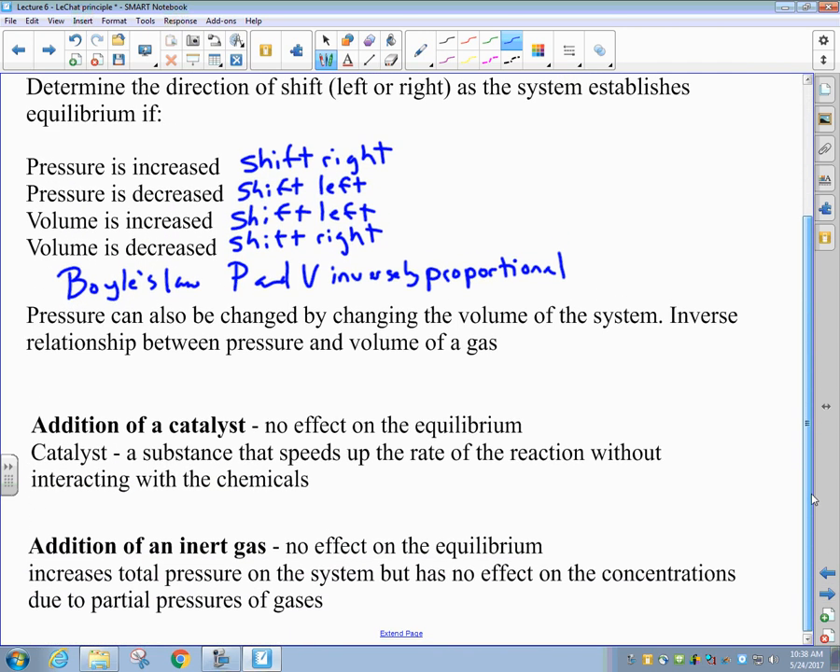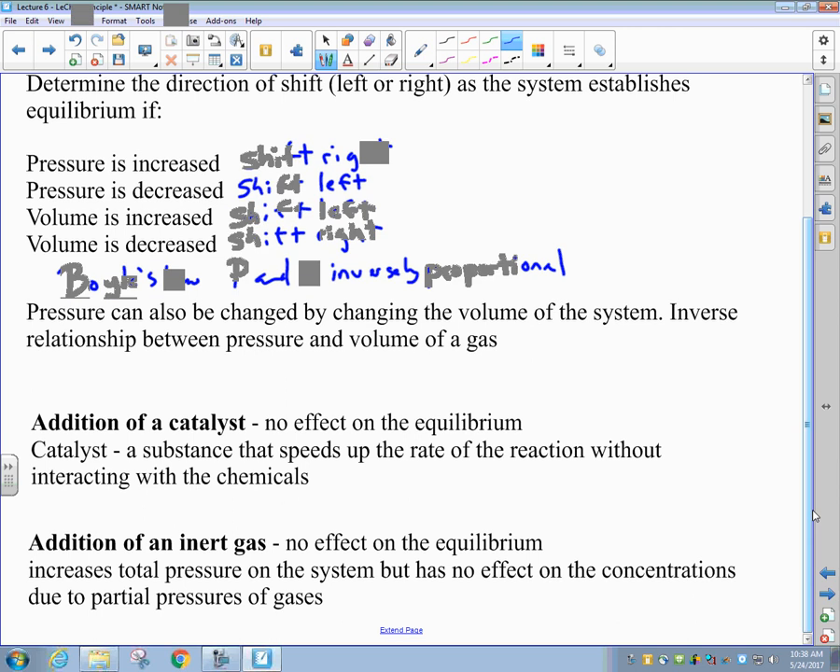Last two scenarios here that we have on the board for LeChatelier's principle. The addition of a catalyst. Addition of a catalyst has no effect on the equilibrium. A catalyst is something that speeds up the rate of reaction without interacting with the reactants, becoming a reactant itself.